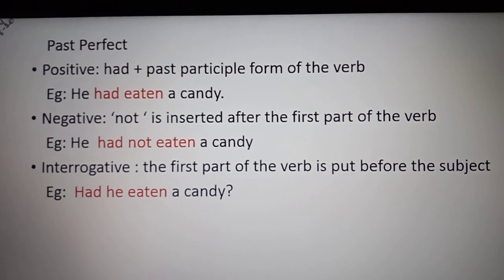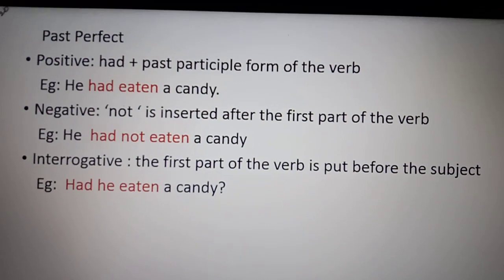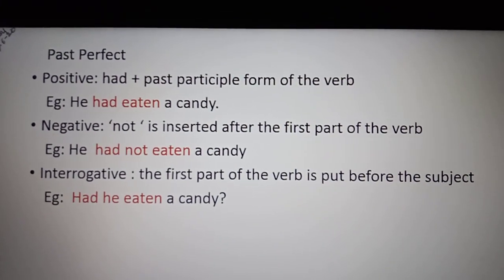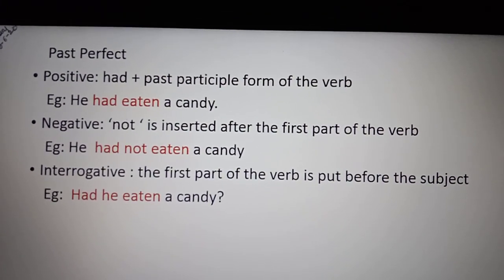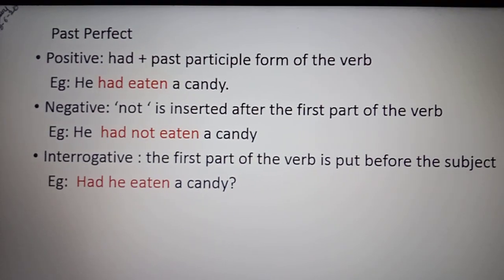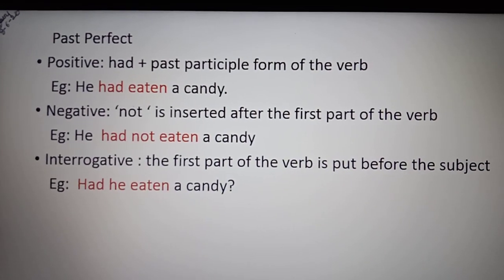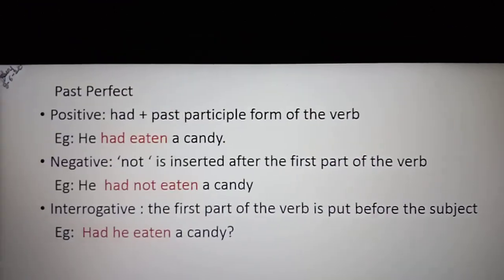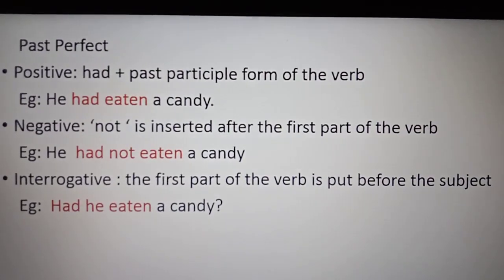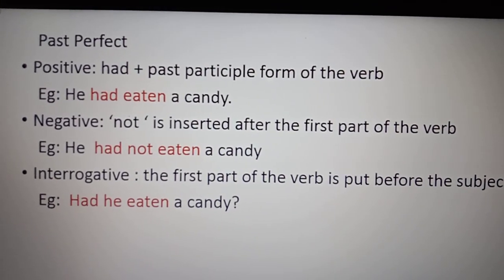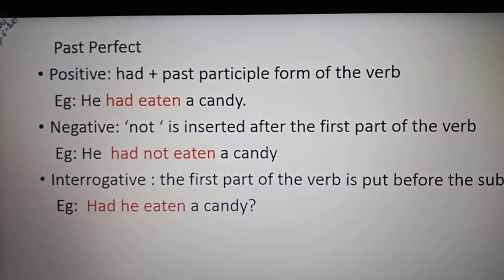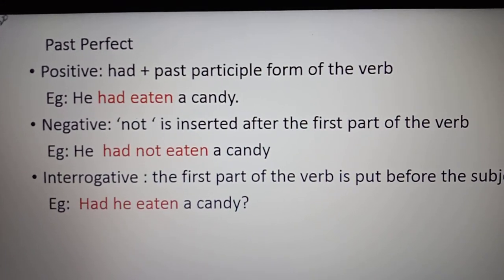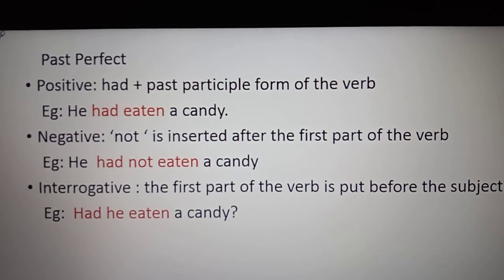Now in the past perfect, same again I am telling you the first positive sentence, the same thing I have explained to you, the form, children. Had plus past participle form of verb. The participle form of verb eat will become eaten. Eaten alone will not be the sentence. First you should understand it: had plus past participle form of verb. He had eaten a candy.